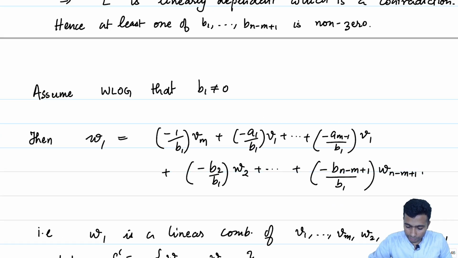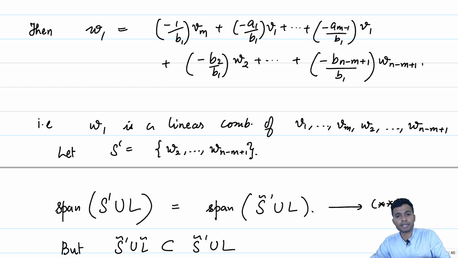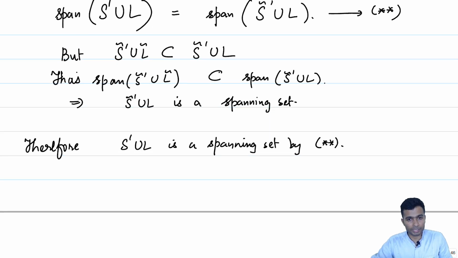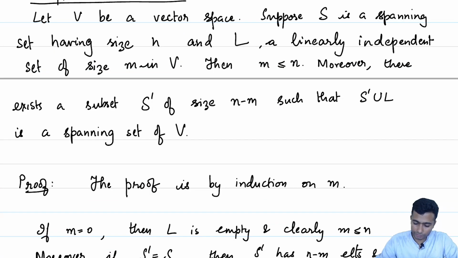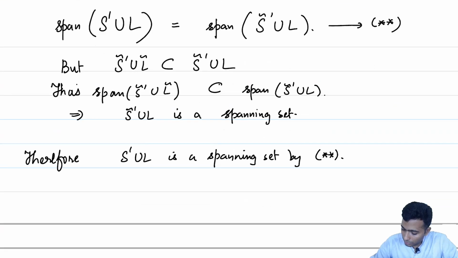So, if you notice, we have proved the result because S prime has n minus m elements and it is a subset of capital S, and moreover S prime union L is a spanning set. So we have proved every statement which we had written down in the statement of the replacement theorem. So there exists a subset S prime of size n minus m such that S prime union L is a spanning set of V. So hence we have proved the result.